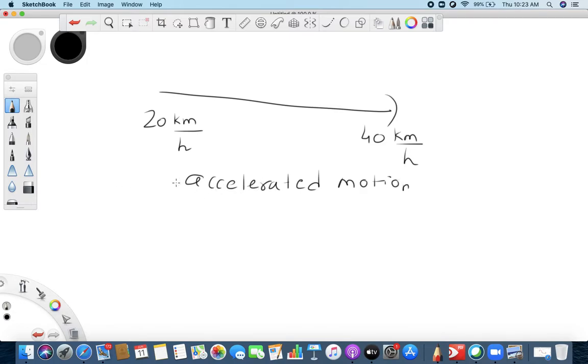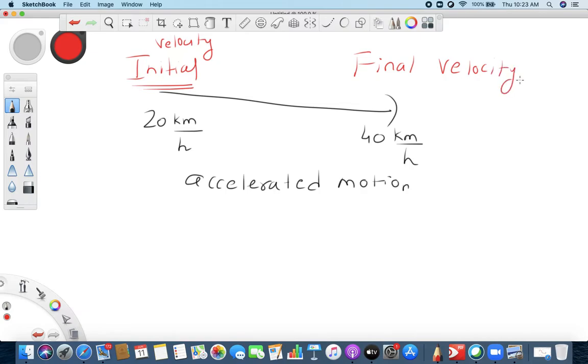But my question to you is, how do we represent this? The first one we call the initial velocity, and we represent the second as the final velocity. There is a difference between these two, initial velocity and final velocity.